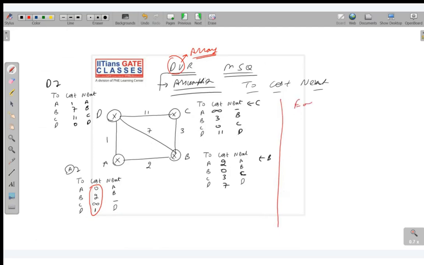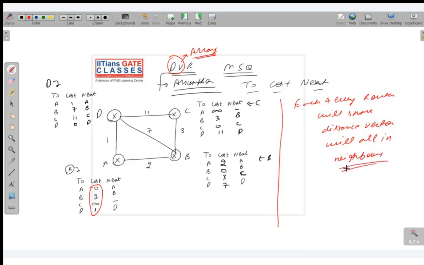So each and every router will share distance vector with all its neighbors. I told you, learning from neighbor, distributed routing. So here we will learn from the neighbor. So they will exchange their knowledge with everyone. Okay. So now what I have told you, each and every router will share distance vector with all its neighbors.